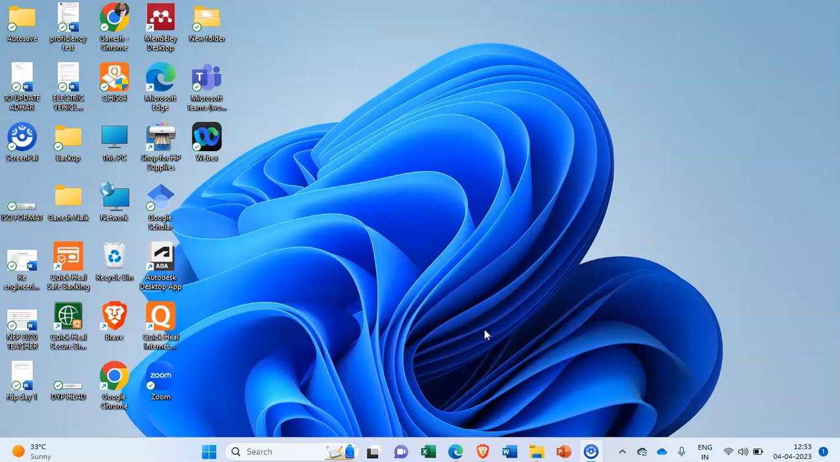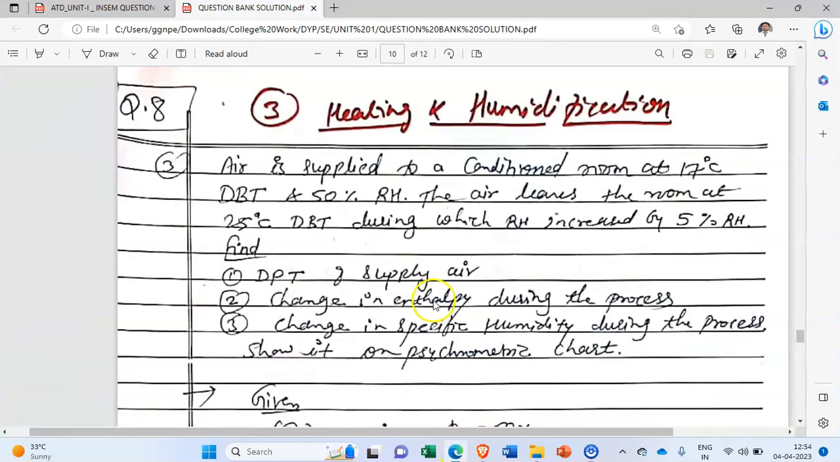In previous videos, we have solved four questions: question number 1, question number 4, question number 6, and question number 7. In question number 1, we explained the reverse Carnot cycle. Question number 2 was a numerical. Question number 4 was also a numerical. Question number 6 was also numerical, and question number 7 we have solved. We derived the equation for specific humidity, and in that we showed that it is a function of vapor pressure and barometric pressure.